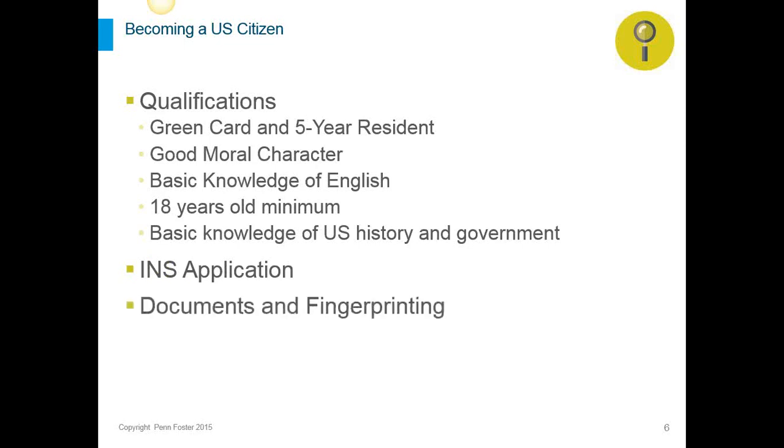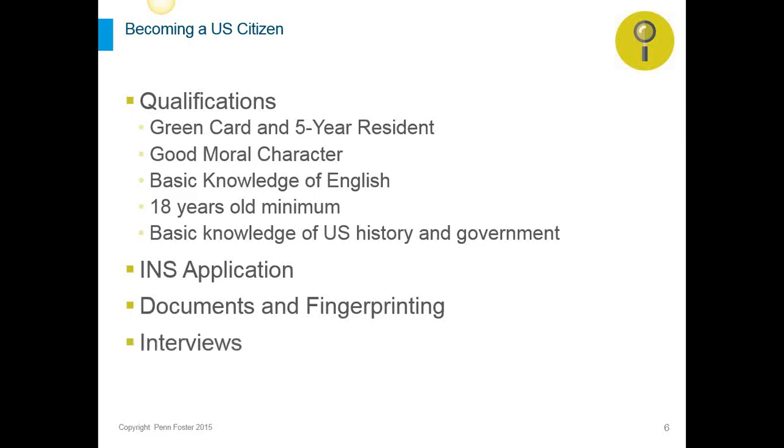Once they get that application, and that's a granted application, the applicant then has to go through background checks and other things, along with fingerprinting, to be able to verify that they are of good moral standard and haven't been convicted of crimes, things of that nature.